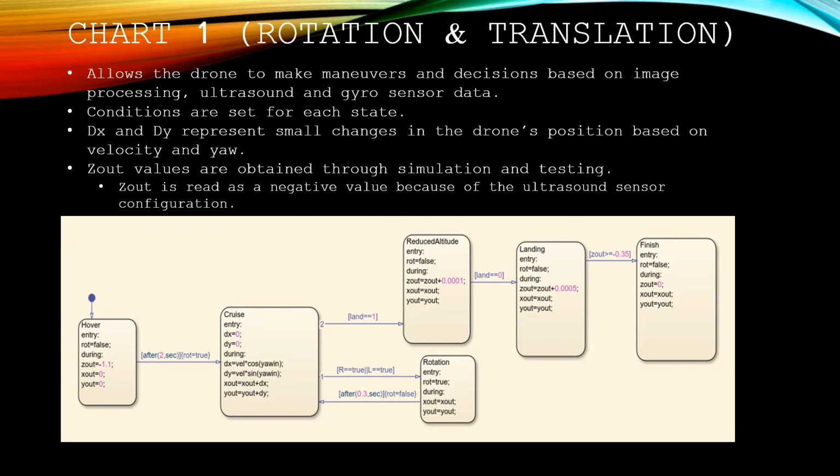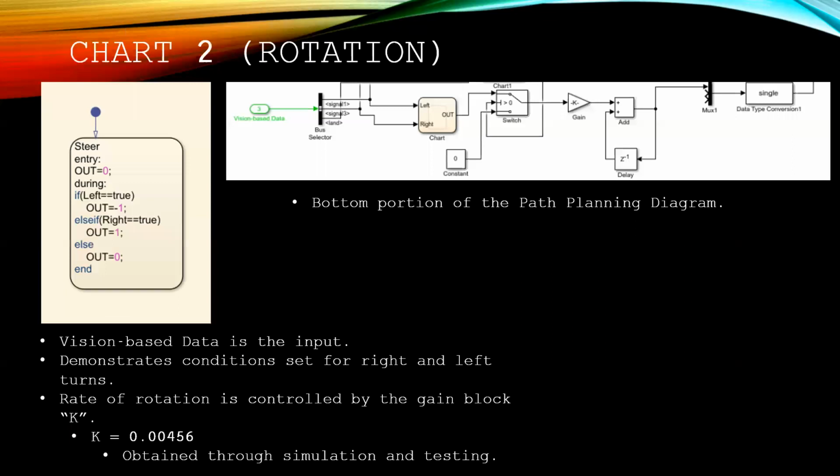This landing state allows a similar pattern as the reduced altitude state, except the rate of descent is a bit faster. Once the drone's ultrasound sensor obtains a value of greater than or equal to -0.35 meters, the drone will quickly descend itself to the ground, landing on the target. This is shown as the finished state. While this descent is occurring, the drone maintains its X and Y positions. This is important because we do not want the drone moving away from the landing zone once it's been identified.